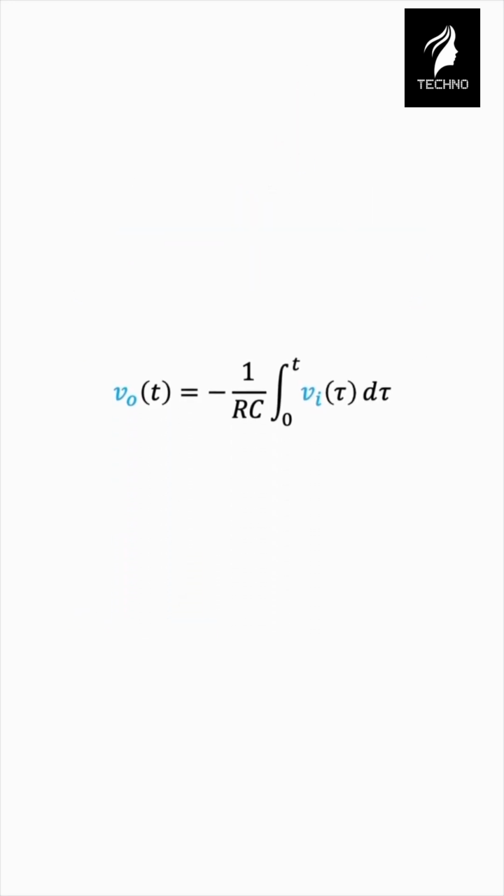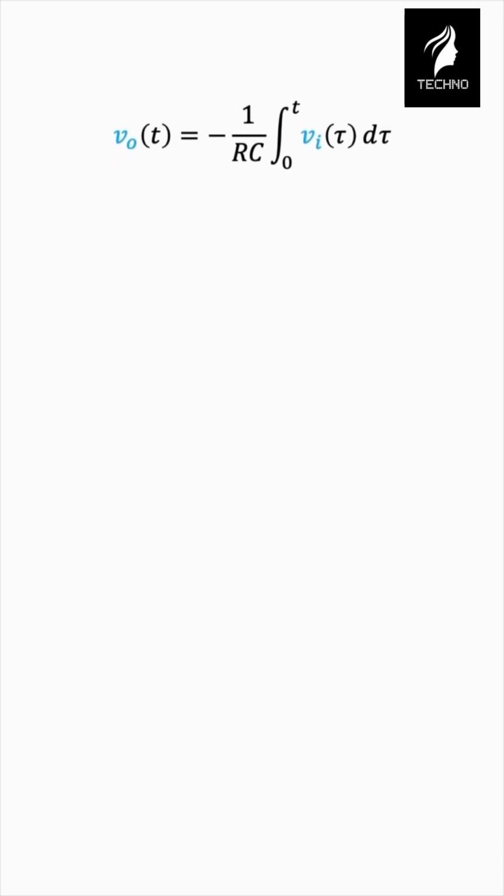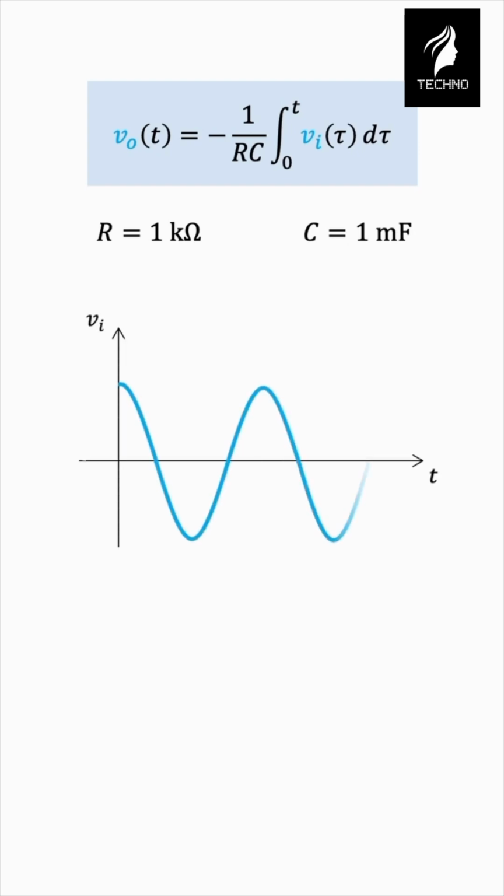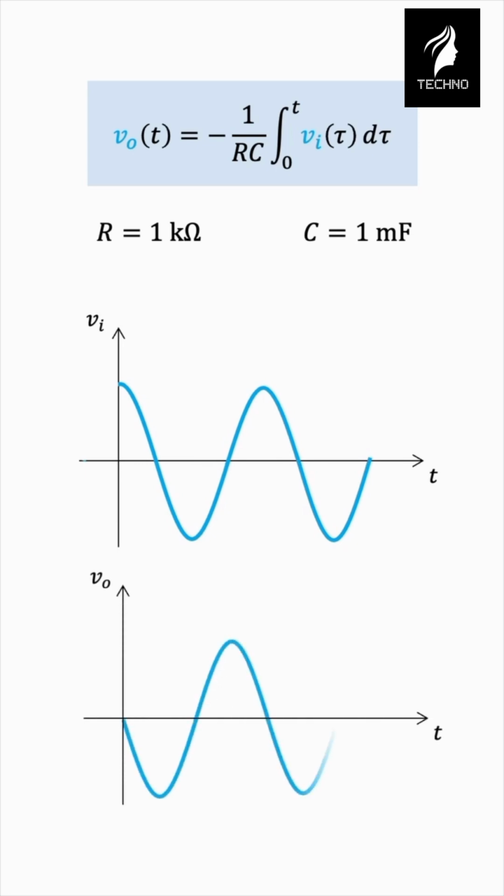With that, we see the relationship relating the output to the input. The output voltage is a weighted integral of the input signal. Say for simplicity R is 1 kilo ohms in the integrator circuit and the capacitance is 1 millifarad. Then, if the input voltage is a pure cosine, the output voltage would be a negative sine of the same strength.